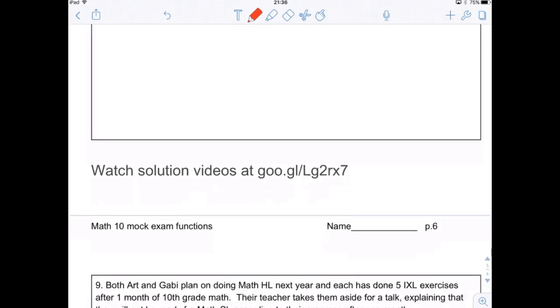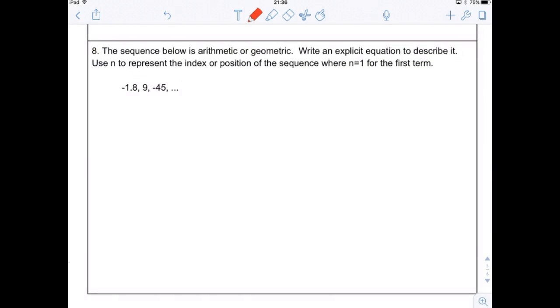Moving on to number 8. Is that the last one? No, it's not. There's 2 more. The sequence below is arithmetic or geometric. Write an explicit equation to describe it. Use n to represent the index or position of the sequence, where n equals 1 for the first term.